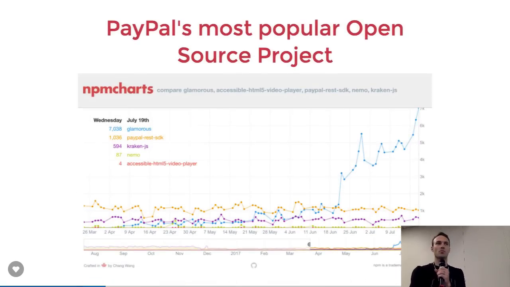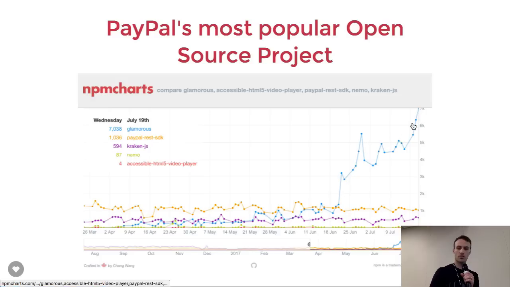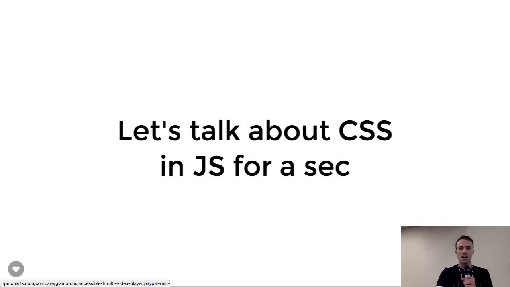So here's a little bit more about what Glamorous is. Here are some of PayPal's most popular JavaScript projects that are open source. The blue one that's going crazy right now, that's Glamorous. So Glamorous is PayPal's number one most popular open source project by a huge margin. This is including Kraken. So that's kind of exciting.